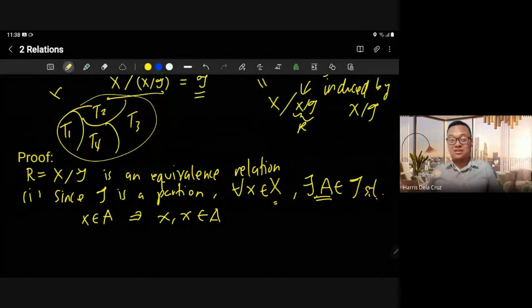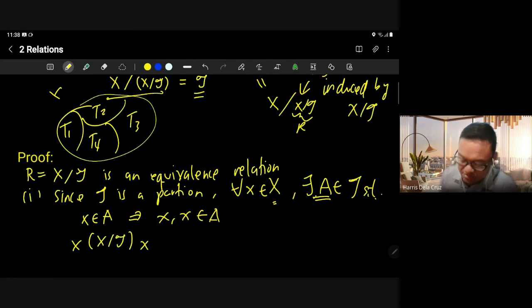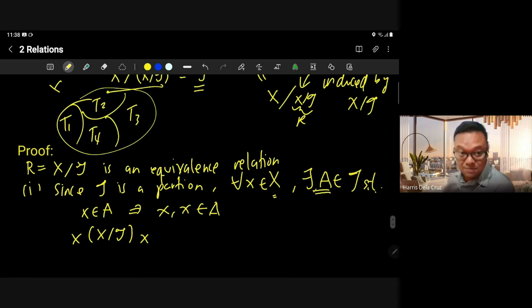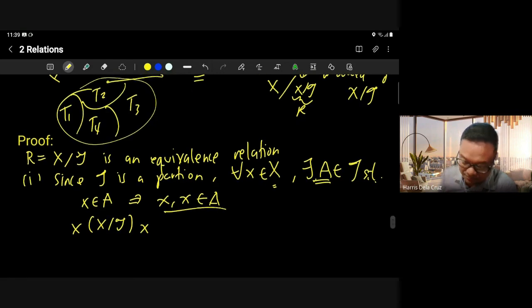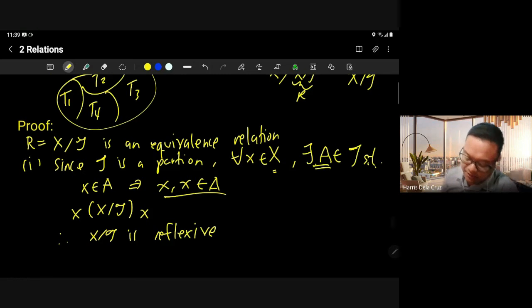Addition rule lang ng logic, di ba? If X is in A, then X, the same element, is in A. But that means that in our definition, X must be R related to X. Tama? X must be R related to X kasi they belong to the same set in the partition eh. That's the definition of the induced relation. O, ibig sabihin, yung X over T is reflexive. Ayun na ibig sabihin. Next.